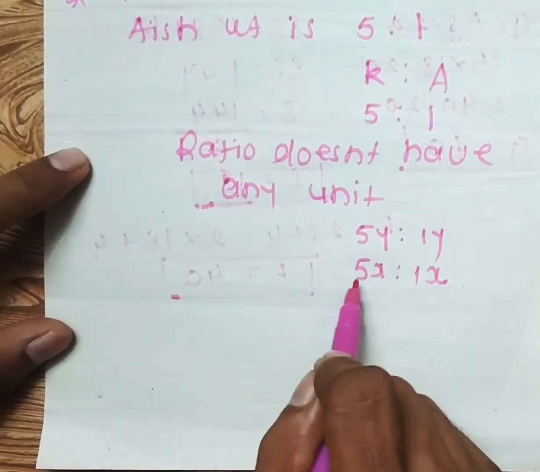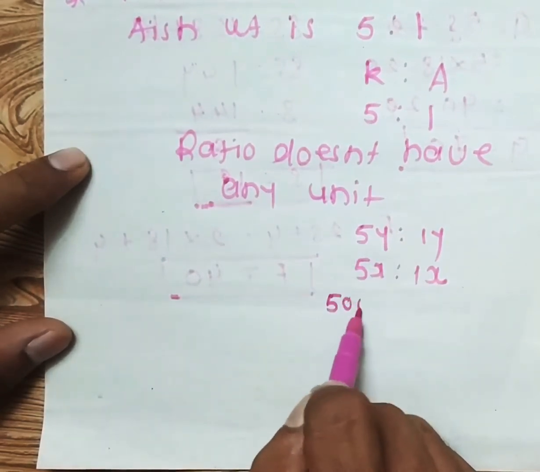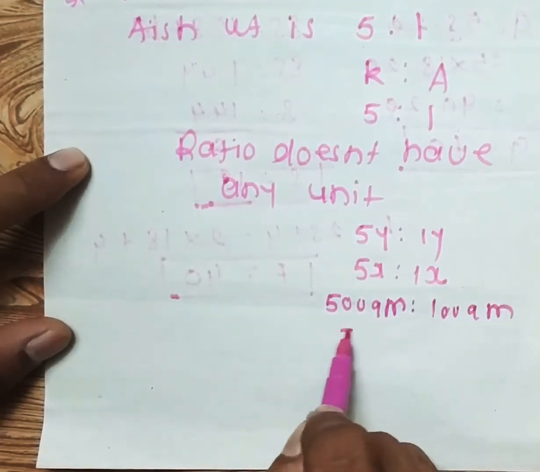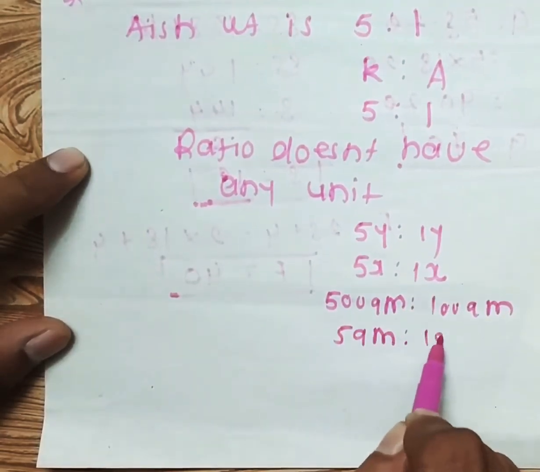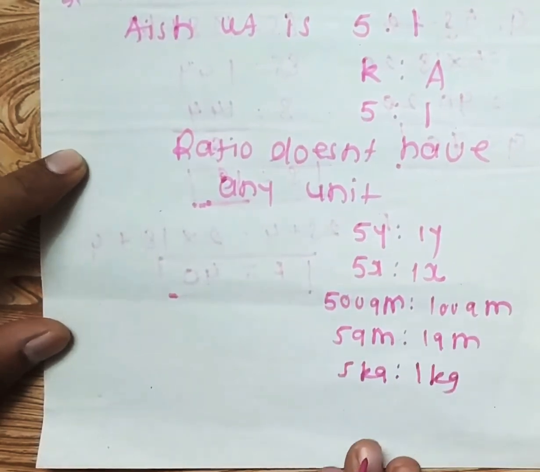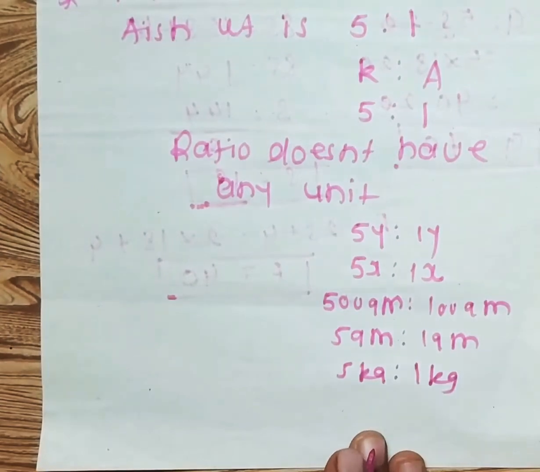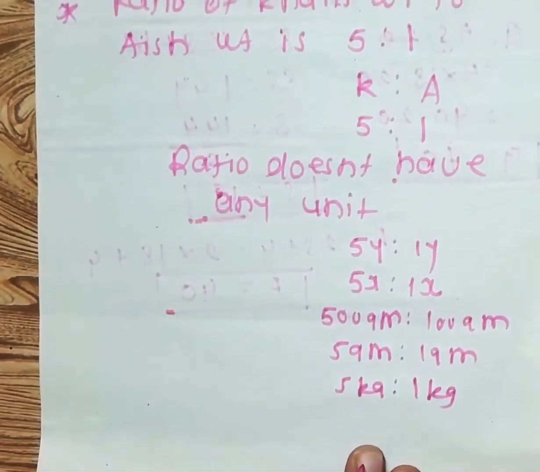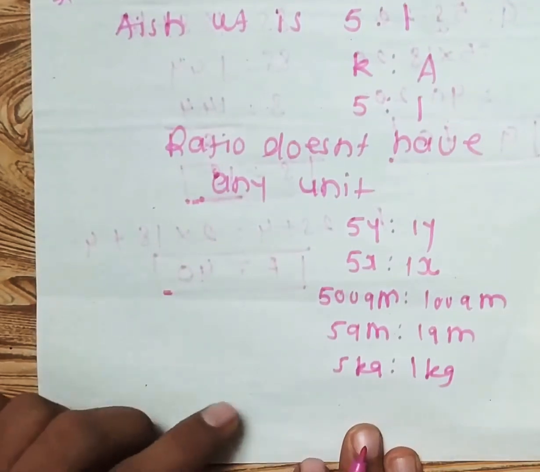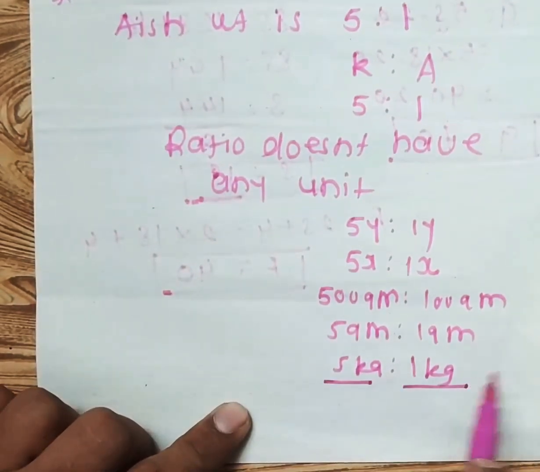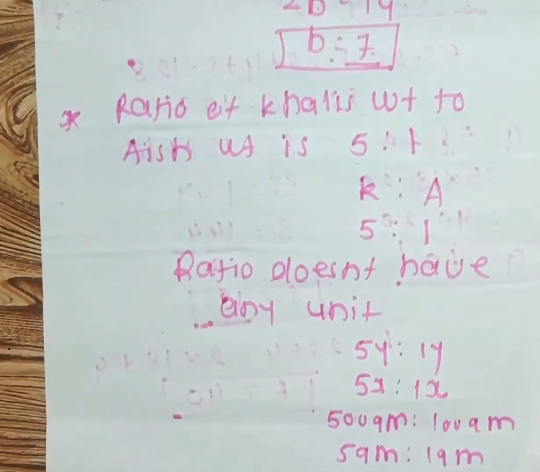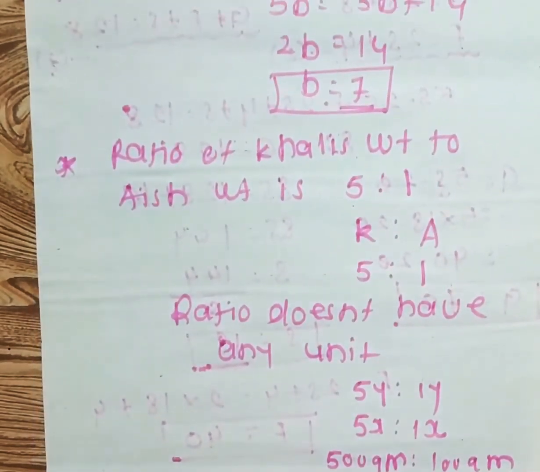I can write this also as 500 gram to 100 gram, 5 gram to 1 gram, or 5 kg to 1 kg. What I want to say, the more important point, is that a ratio doesn't have any unit. So I can put any unit for both these two persons. So let's see the next question based on this.